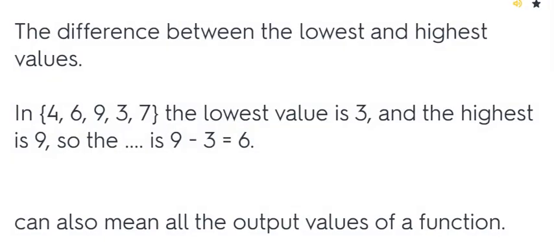Range. The difference between the lowest and highest values. In 4, 6, 9, 3, 7, the lowest value is 3 and the highest is 9, so the range is 9 minus 3 equals 6. Range can also mean all the output values of a function.